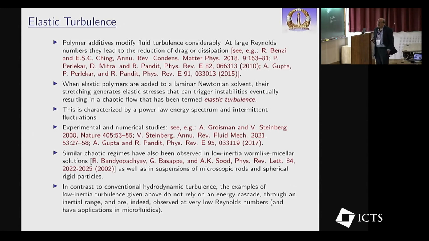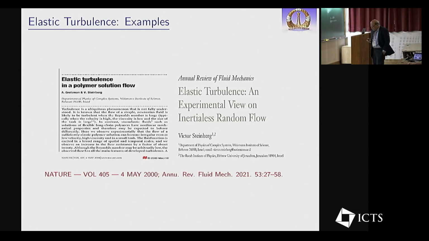So in contrast to conventional hydrodynamic turbulence, the examples of low inertia turbulence here might often not have an energy cascade through an inertial range and will indeed be observed at very low Reynolds numbers, and therefore have potential applications in microfluidics to stir up things in microfluidic assemblies. But I won't get to that today. So here is the first paper, Groisman and Steinberg, and here is his annual reviews paper, which will give you much more detail than I will.